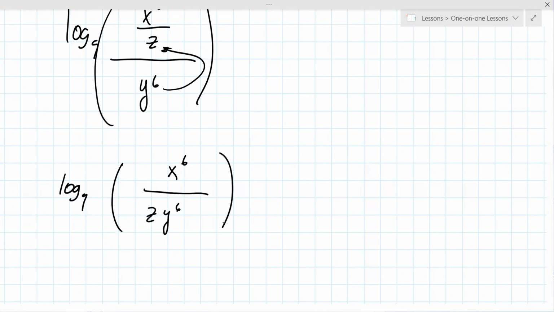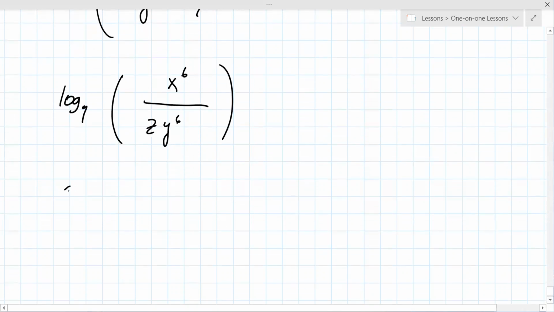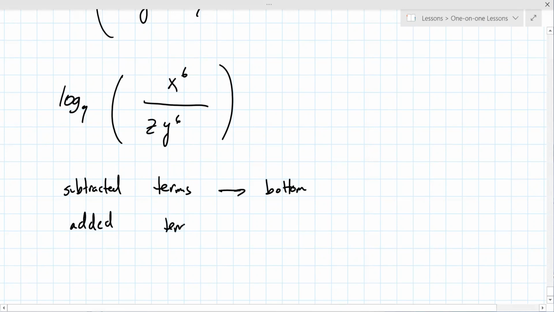So basically anything that's subtracted is going to go in the bottom. So the general rule here is subtracted terms go into the bottom. Added terms go into the top.